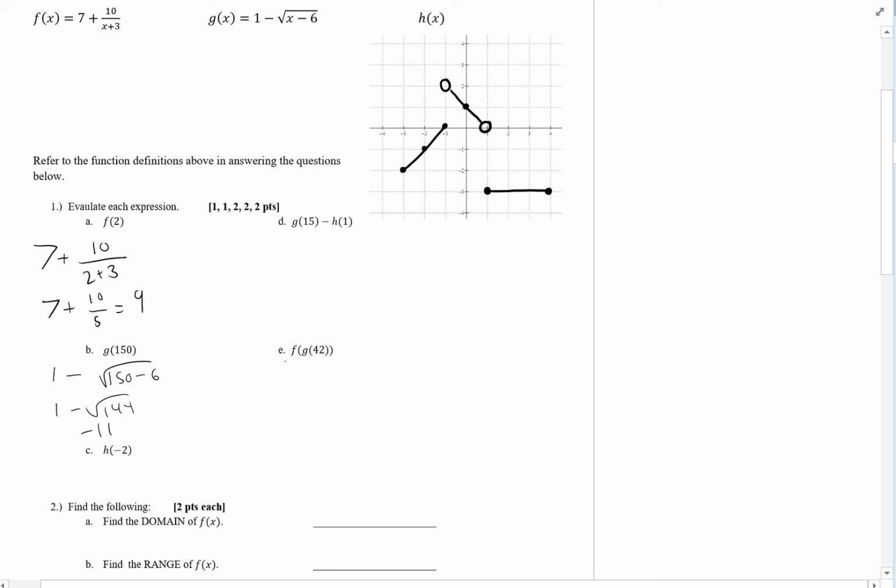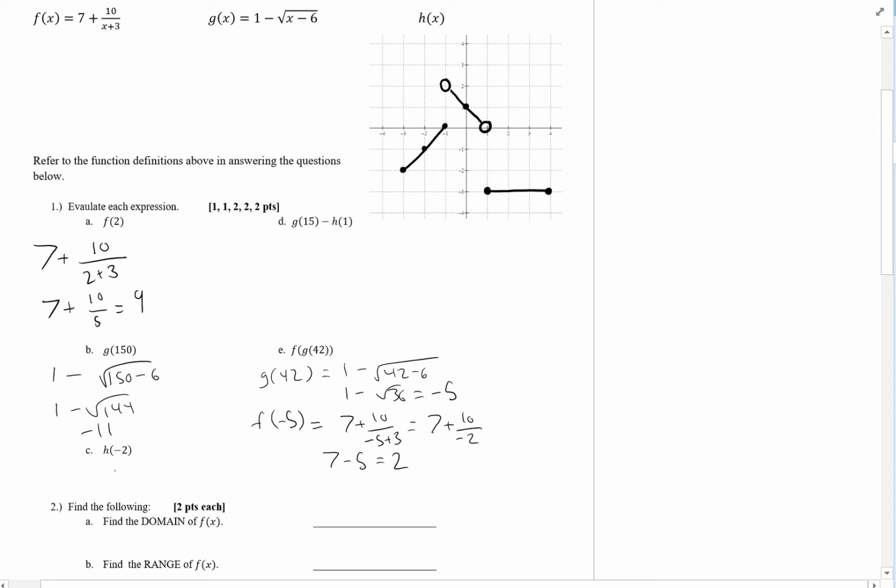Actually, let's do e now, and then come back to the ones that have to do with h. F of g of 42. So first, let's find g of 42, which is 1 minus root 42 minus 6. That's 1 minus root 36, which is 1 minus 6, which is negative 5. And then f of negative 5 also works out to not be too messy. 7 plus 10 over negative 5 plus 3, which is 7 plus 10 over negative 2. That's 7 minus 5, which is 2.